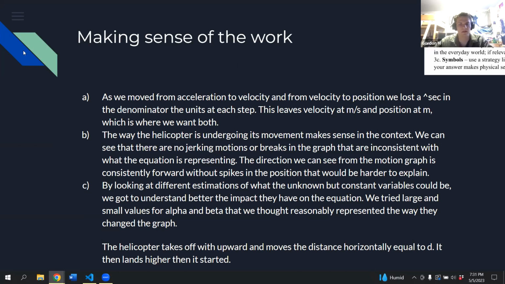By looking at the different estimations of what the known but constant variables could be, we got to understand their impact on the equation. We tried large and small variables for alpha and beta that we thought reasonably represented the way they changed the graph. We conclude the helicopter takes off upward and moves the distance horizontally equal to d. It then lands higher than it started.